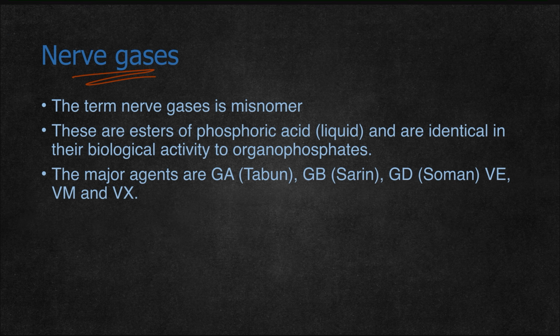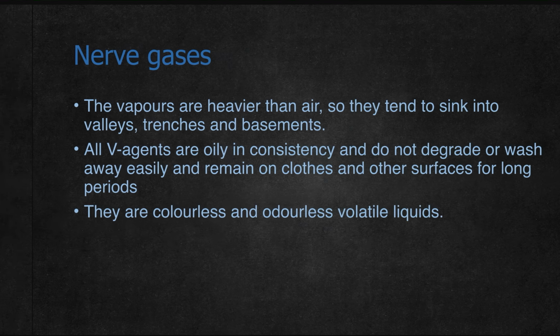Nerve gases. The term nerve gas is a misnomer. These are usually esters of phosphoric acid and are similar in activity to organophosphates, which are used mainly as insecticides. Commonly used insecticides include organophosphate compounds. The major agents include tabun, sarin, and soman.